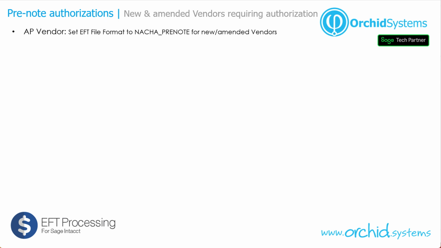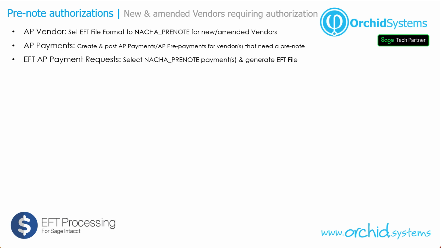On the AP vendor on the Orchid EFT tab, you would set the file type to NACHA Pre-Note for new vendors or for vendors where you're amending the bank account details and you want to create a pre-note file. Then when you create and post the AP payment for these vendors, the next time that you run the EFT AP payment request screen, you will see all those vendors that require a Nacha Pre-Note. So you can select the Nacha Pre-Note file and click Generate.